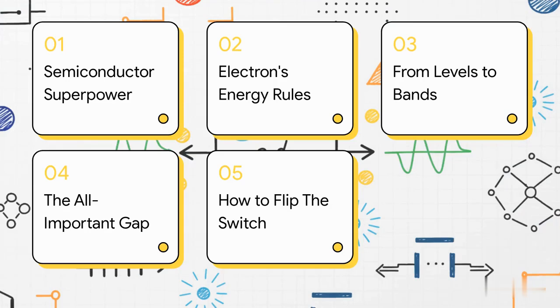So here's our game plan. We're going to build this thing from the ground up. First, we'll look at what makes semiconductors so special. Then we're going to shrink down and look at the weird quantum rules for a single electron. After that, we'll see what happens when you cram billions of atoms together. And finally, we'll see how that structure lets us build the perfect electrical switch.